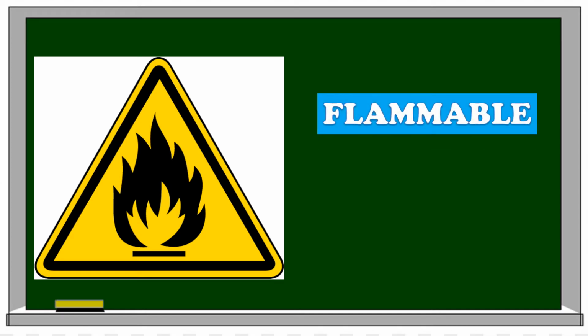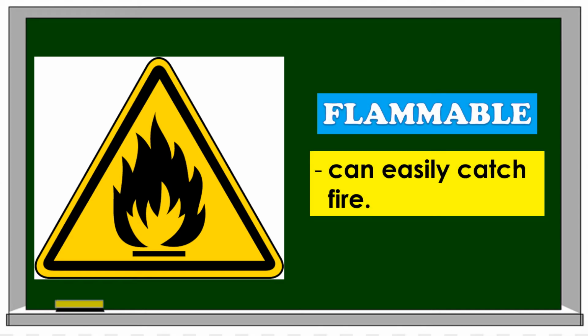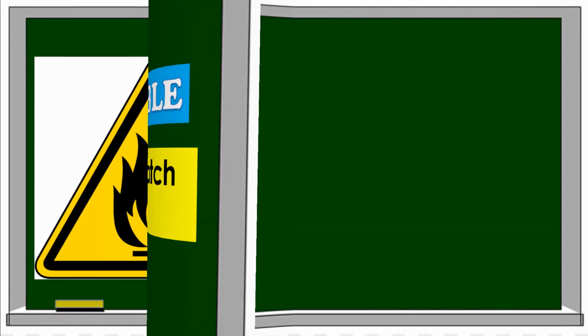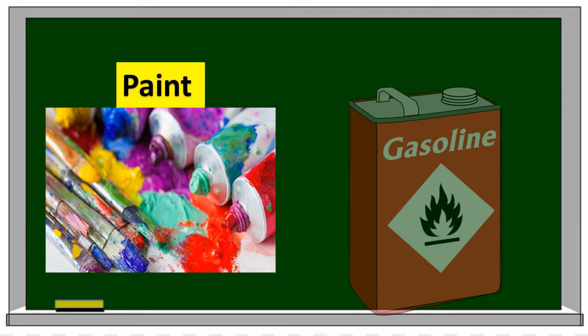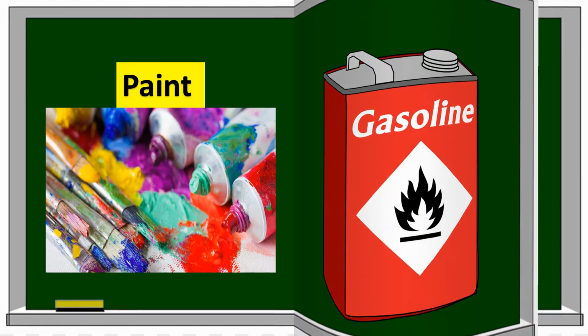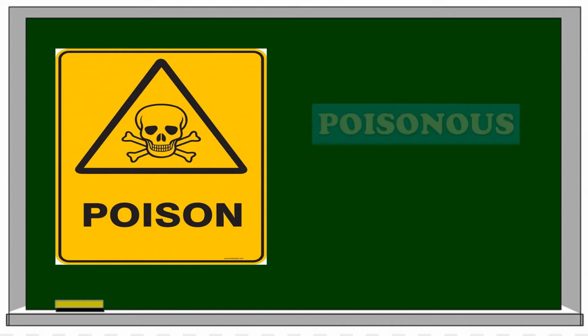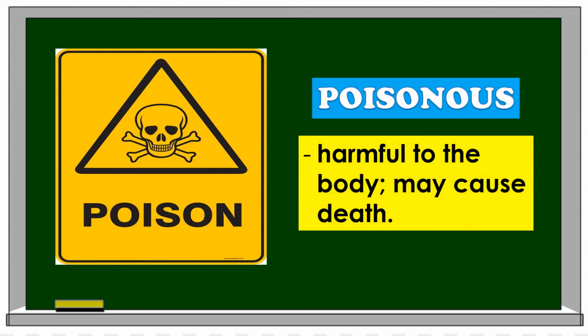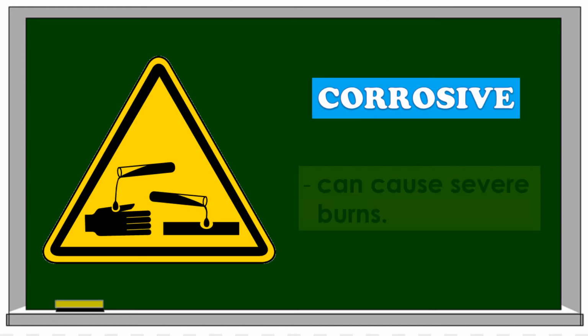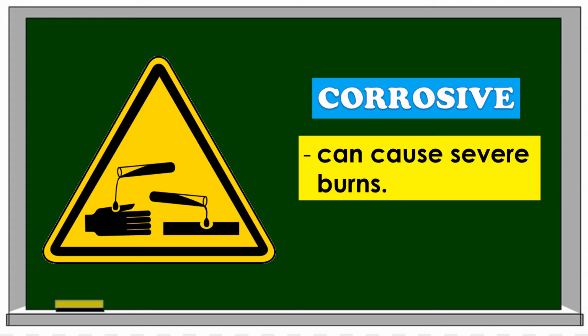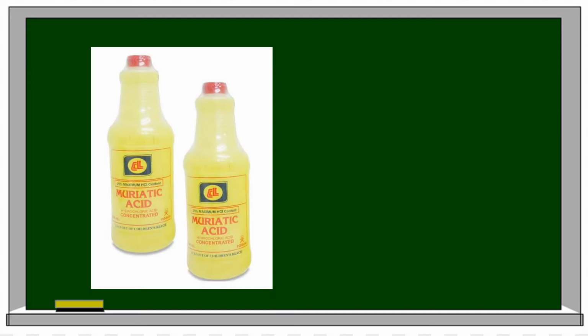Next is flammable. It can easily catch fire. The examples of flammable materials are paint and gasoline. Poisonous. It is harmful to the body and it may cause death. Last is the corrosive. It may cause burns when you have contact with this. The example of corrosive is muriatic acid.